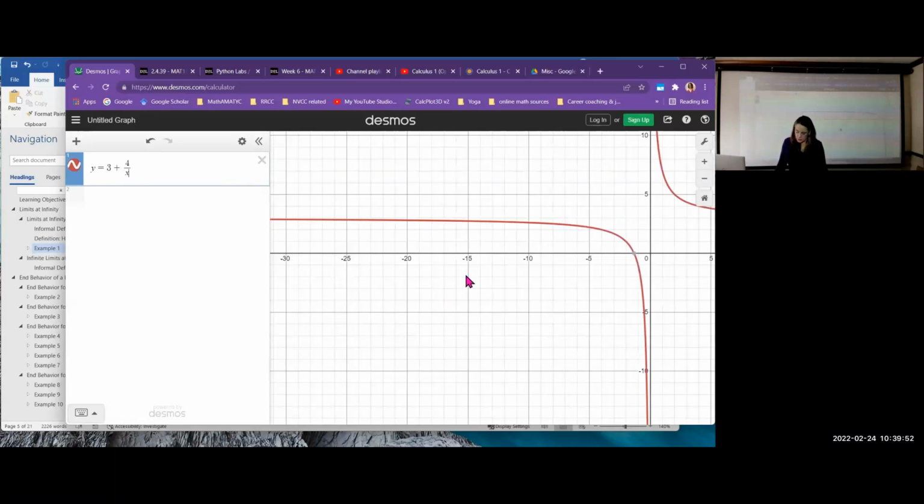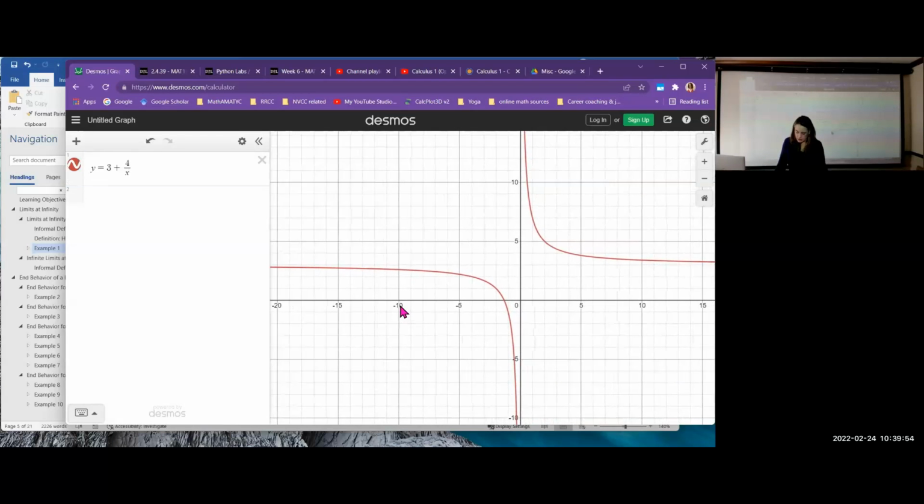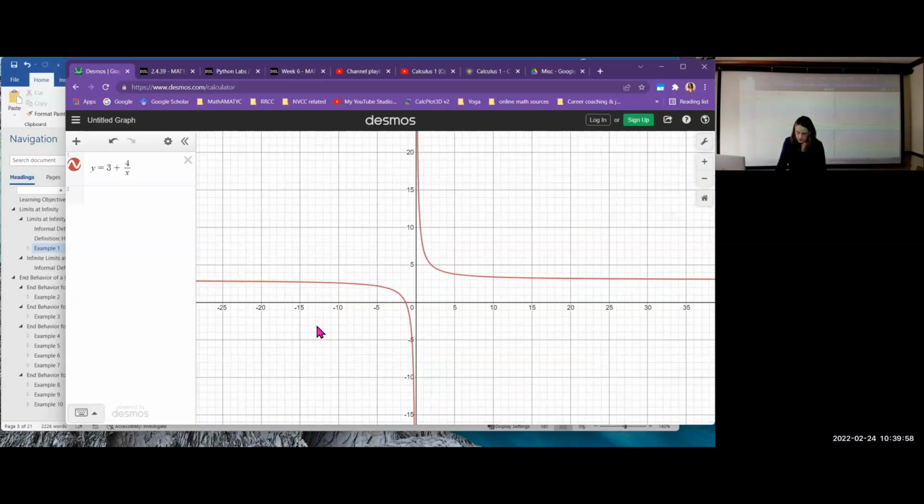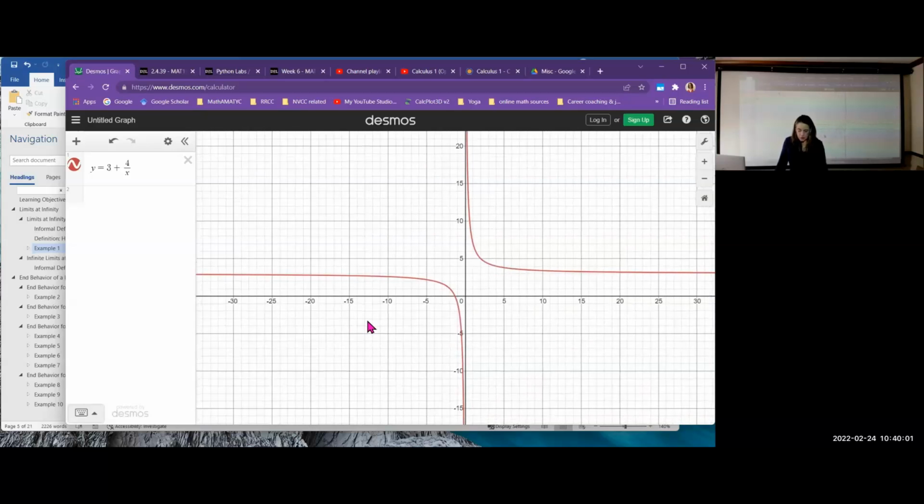All right. So we want to look at the graph as it goes out to the far left and the far right, and you can adjust this a little bit. It looks to me like it's approaching a value. Does everybody see that? It does look like it has a horizontal asymptote. How can I determine what the horizontal asymptote is?